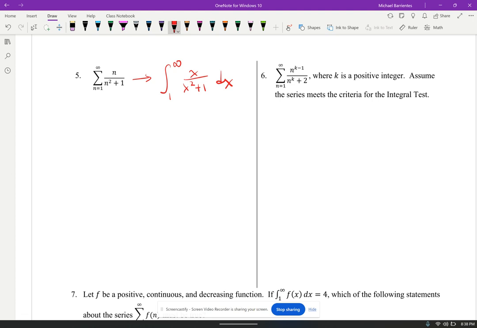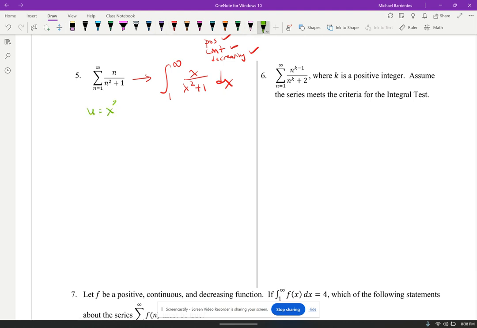And is it continuous? Well, the only thing that would make this discontinuous would be if the denominator would equal 0, because then I would be dividing by 0, but nothing makes the denominator equal to 0. So this function is positive, is continuous, and it is decreasing. Check. So now how do I take the antiderivative? Is it even possible to take the integral of this? It is, if we use u substitution.